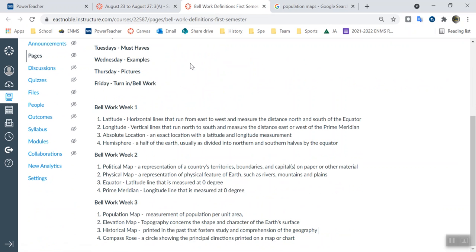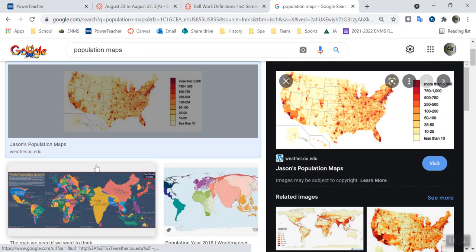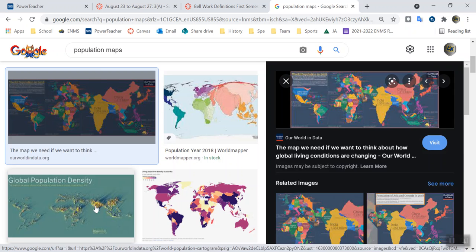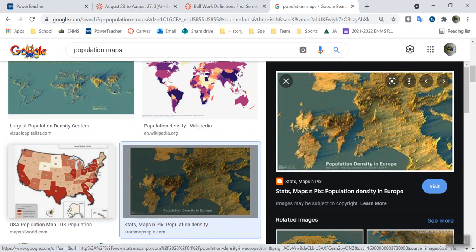Okay. Now let's go over must-haves and examples kind of all together. I don't know if I went over it last video, so let's just make sure I cover it today. All right, so population map. I have it Googled right here. We're looking at a population map. How would we describe that must-have on it? Is it colorful? Is it not colorful? If we're looking at other population maps, they kind of are colorful. So they can be colorful. They don't have to be.